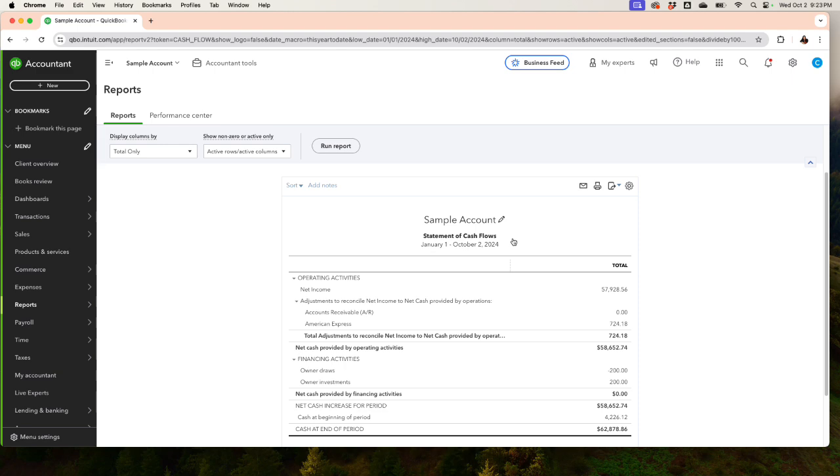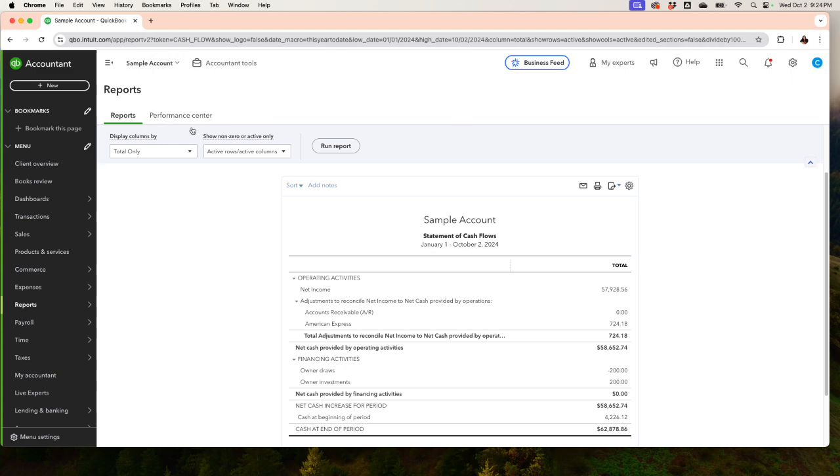Finally, the most important part of the statement of cash flow: you want to check your net cash for the beginning of the year. And what's your net cash increase for the period? That is an important part to verify. And finally, your cash at the end of the period.